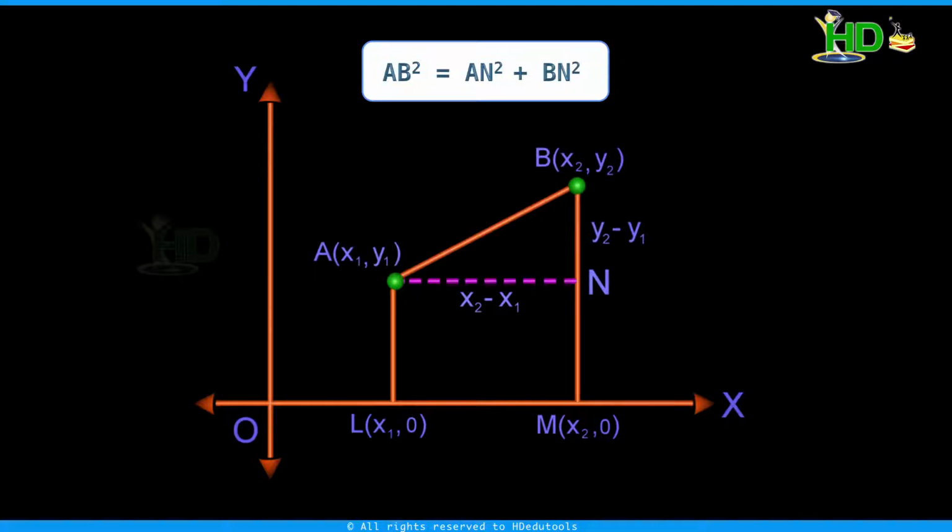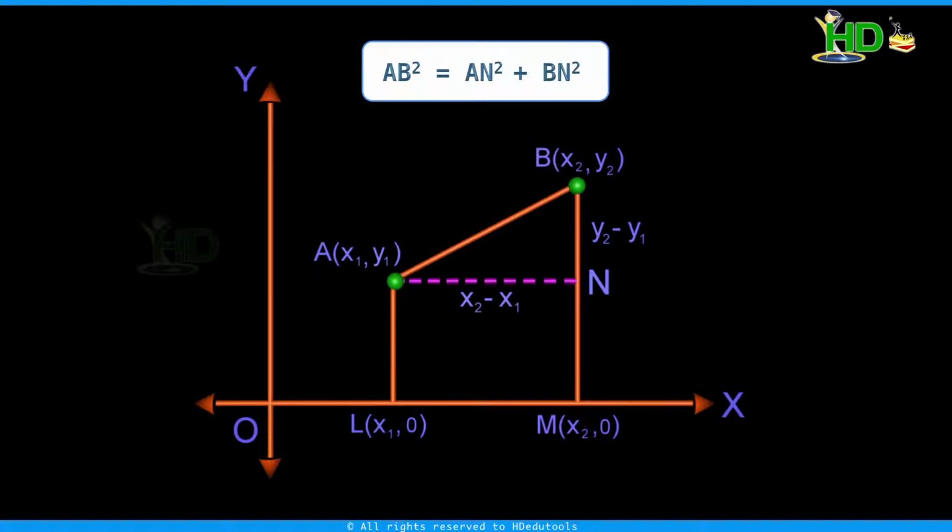According to Pythagoras theorem, in a right angle triangle, the square of hypotenuse is equal to the sum of the squares of the remaining two sides. Now this AB is the hypotenuse, the square of this hypotenuse means AB square, and this is equal to AN square plus BN square.